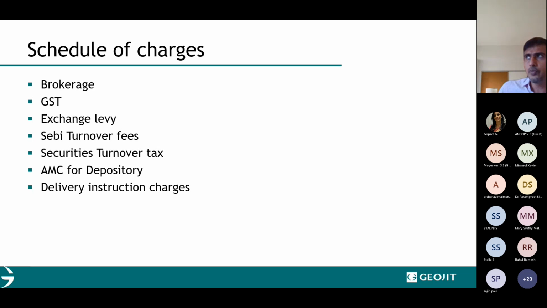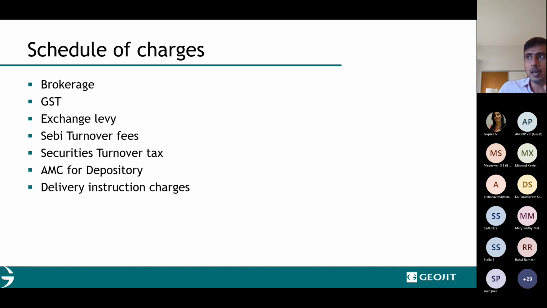So Geojit being a broker, we normally charge 0.30% for the delivery transaction. 0.30% means what? For every 100 rupees, 30 paise brokerage is charged. So for every 200 rupees, 60 paise is charged, or for every 300 rupees, 90 paise is charged. That's for the delivery trades.